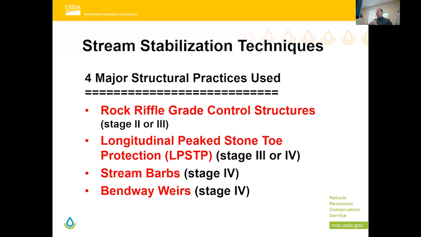Stream barbs are another one too that we use for stream bank protection. And then finally Benway Weirs, and we'll talk about those. These are probably in the order from the most commonly used at the top to the least commonly used things we recommend on the bottom.